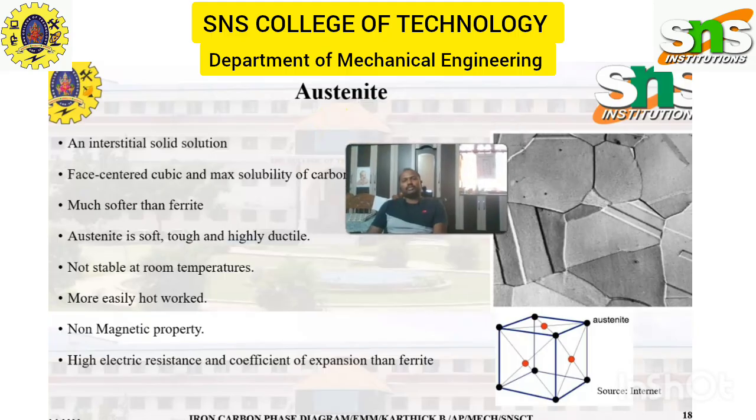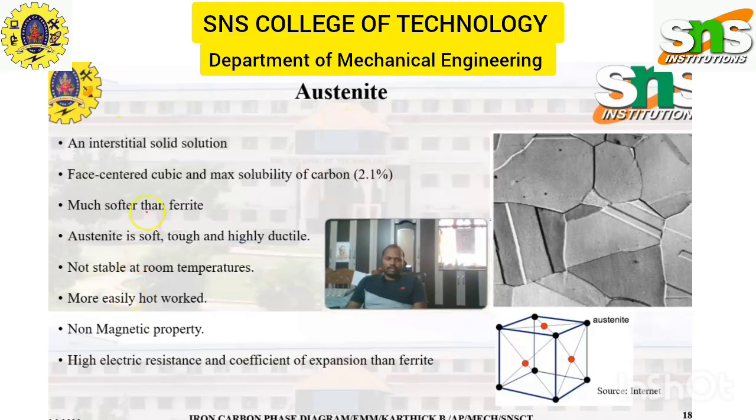Now we come to the next phase, austenite. It is an interstitial solid solution. When we look at the iron carbon diagram, austenite can hold up to 2 weight percentage of carbon. Compared with the other major phases, austenite has the bigger loop, so it accommodates more iron and carbon atoms. It is face centered cubic, has a maximum solubility of 2% carbon, and is much softer than ferrite. Austenite is soft, tough, and highly ductile.